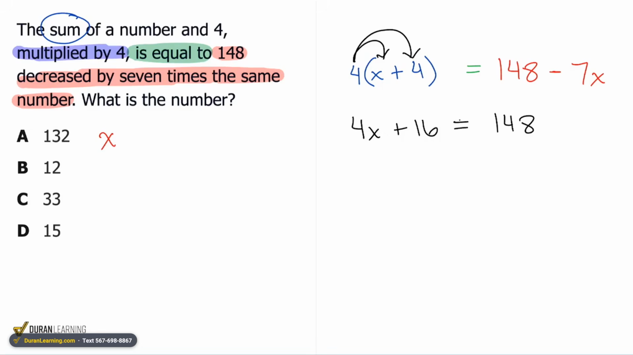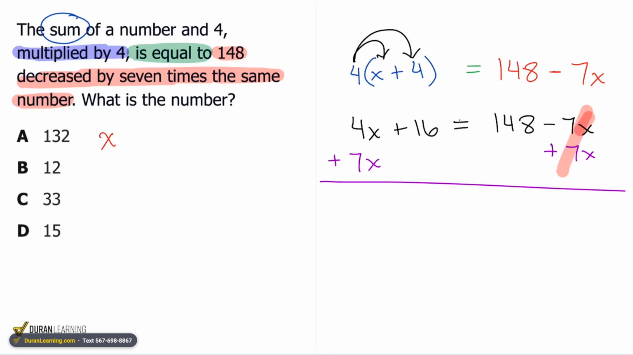So on the right side here, we still have the 148 minus 7x. We have variables on both sides, and we have whole numbers on both sides. So we're going to get those variables together. Be careful, because we're not subtracting 7x on both sides. We are going to be adding 7x on both sides, because when we add both sides, 7x cancels on the right side. Then we have 4 plus 7, which is 11x, plus 16, and that's going to equal 148.